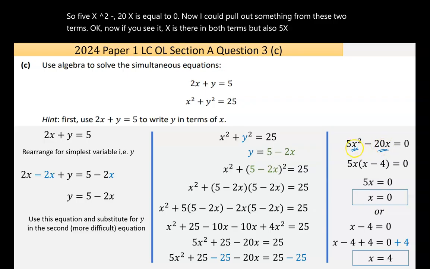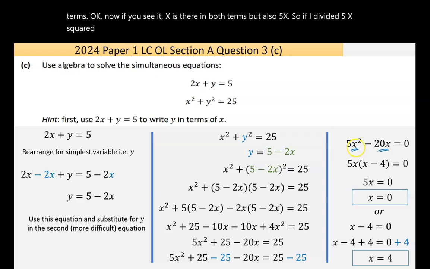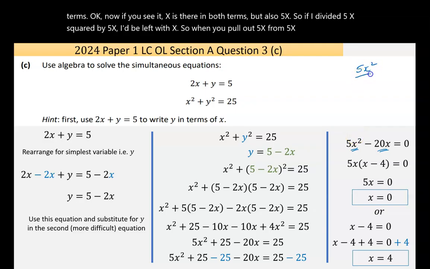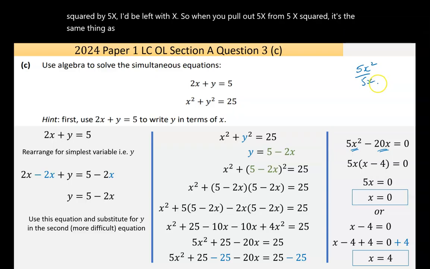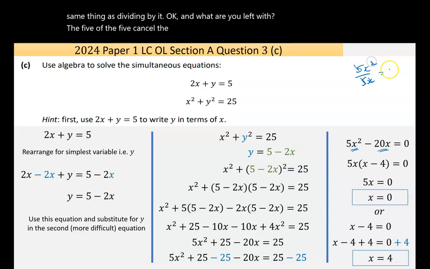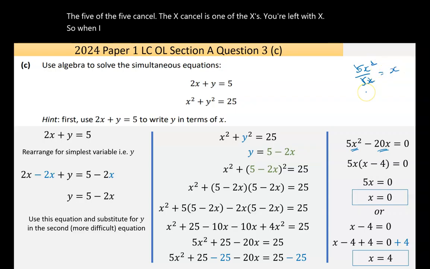So if I divided 5x squared by 5x, I'd be left with x. So when you pull out 5x from 5x squared, it's the same thing as dividing by it. Okay, and what are you left with? Well, the 5 and the 5 cancel, the x cancels one of the x's, you're left with x. So when I pull 5x out of 5x squared, I'm left with x. That's kind of what we mean when we say that.